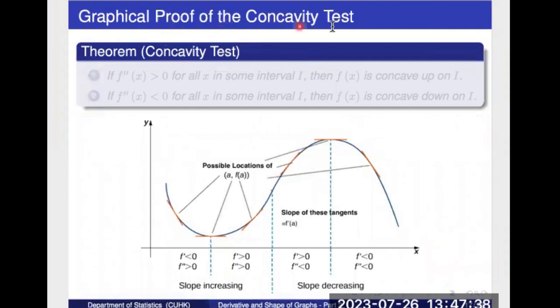Let's see how this concavity test works on a sample graph. Remember, concavity and increasing-decreasing are independent.